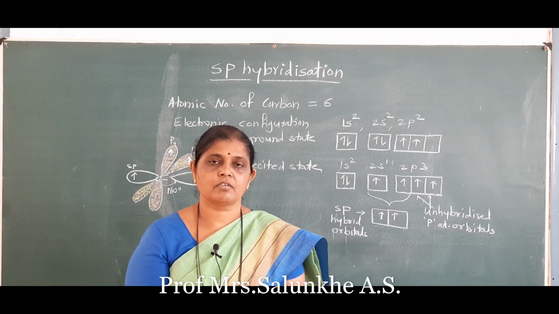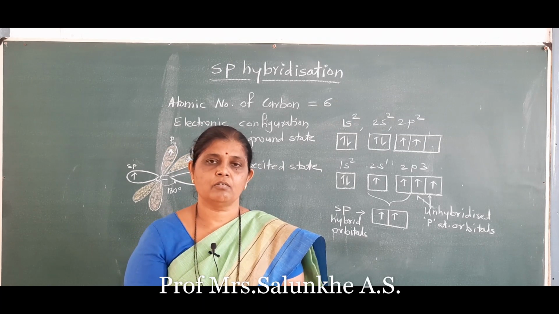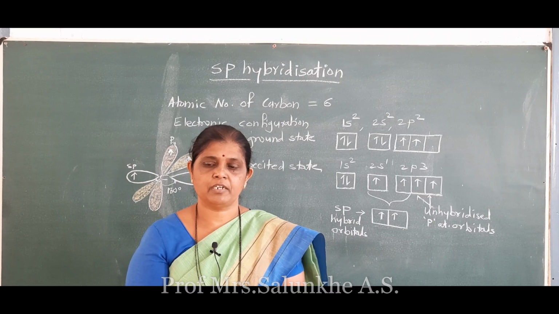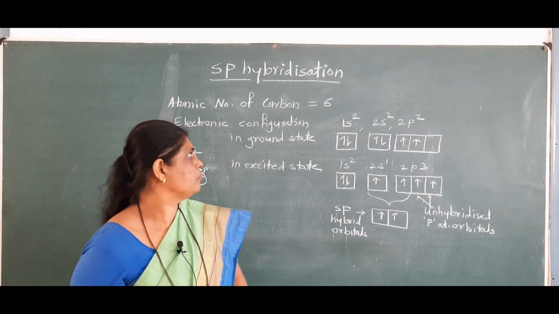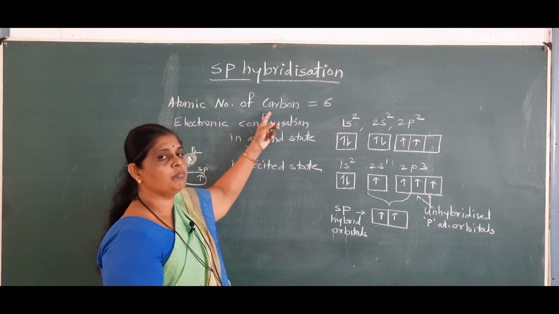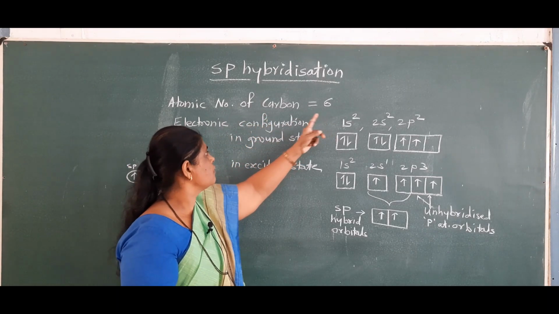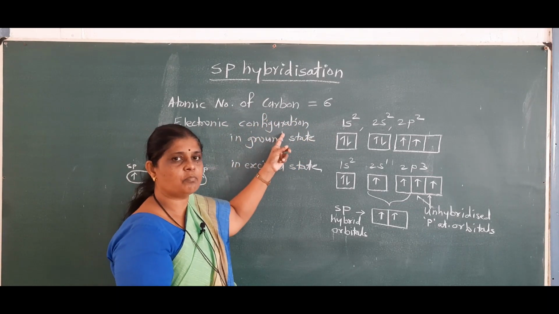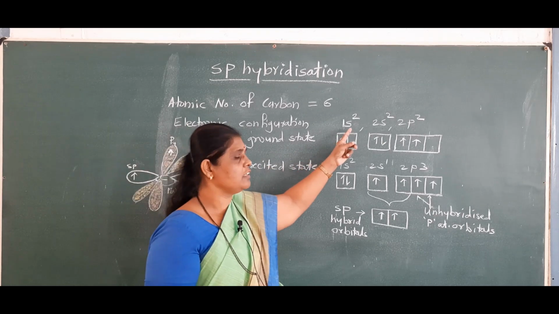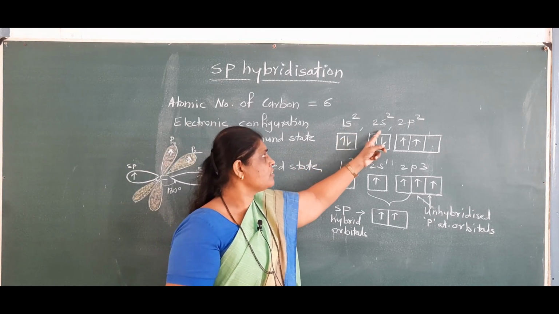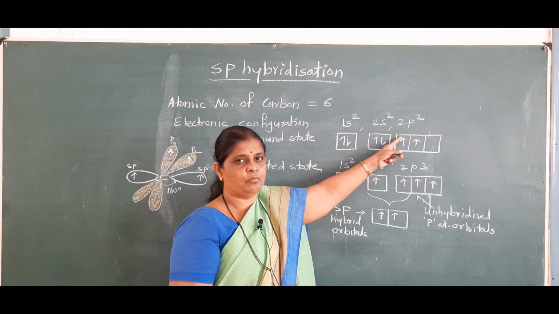Welcome students. Now we are going to learn sp hybridization. Atomic number of carbon is 6. Its electronic configuration in ground state is 1s2, 2s2 and 2p2.